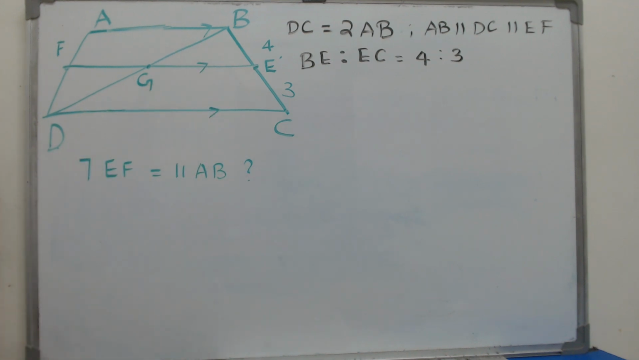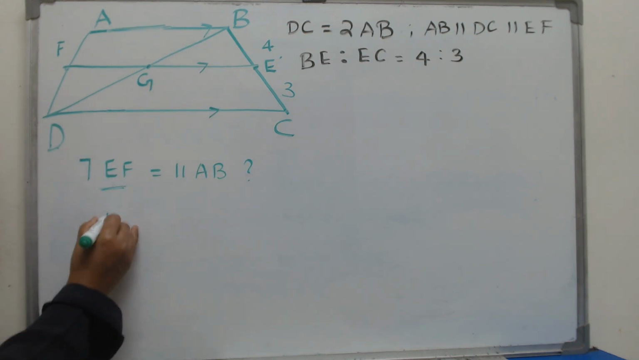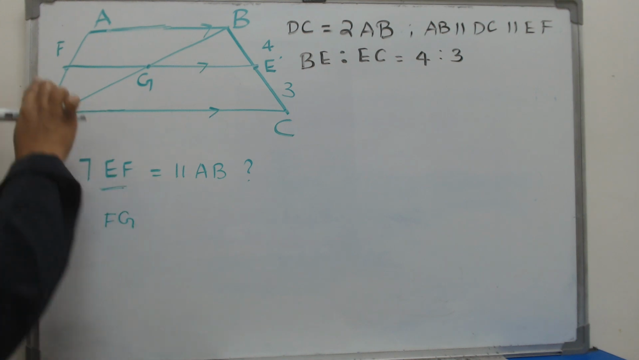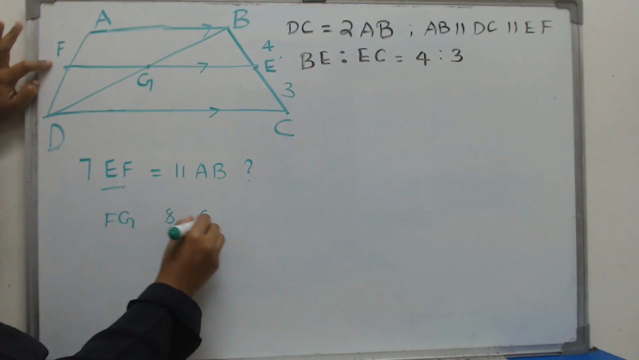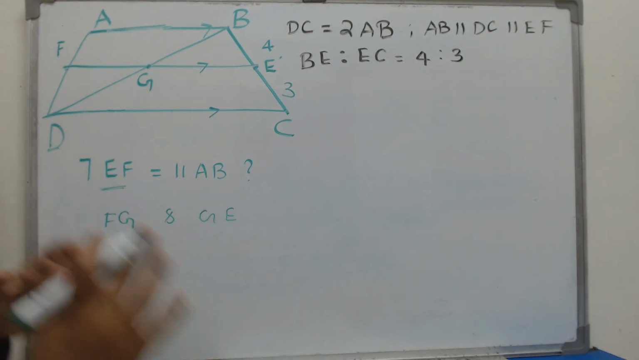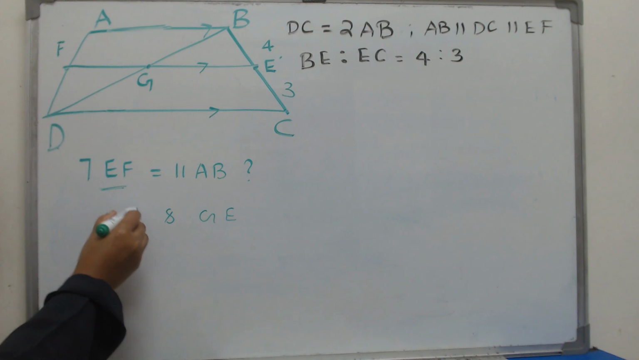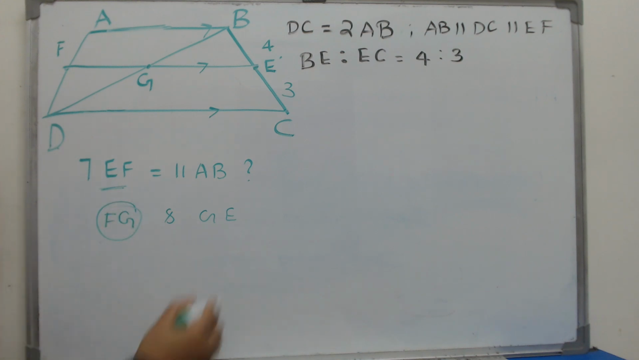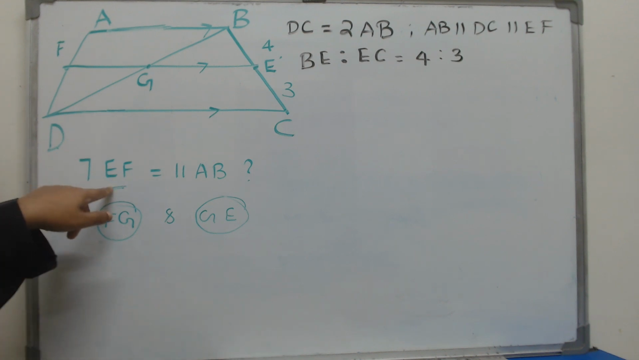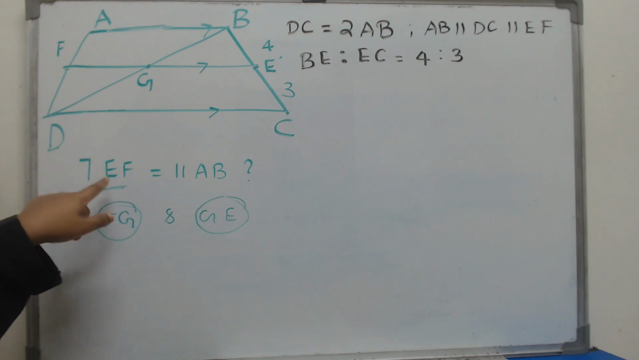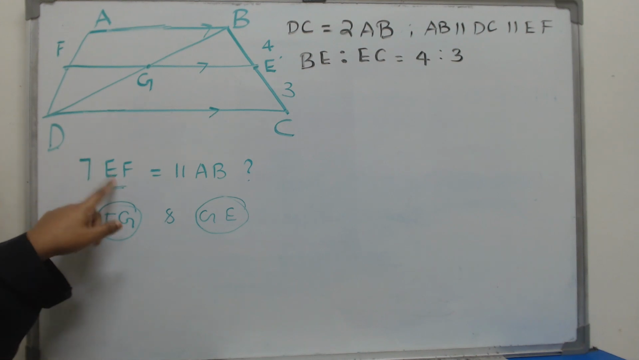So what we will do is break down this part, consider it as FG and GE. So let us consider 2 different sets of triangles, one which will involve FG, another which will involve GE, and then we will add both the results. That will give us EF. That is our plan of action.